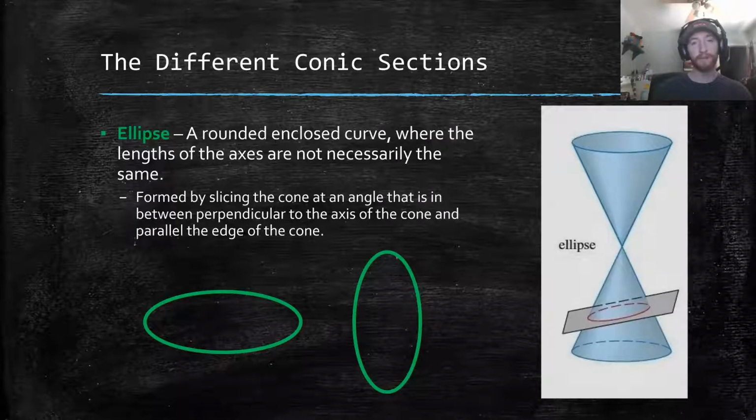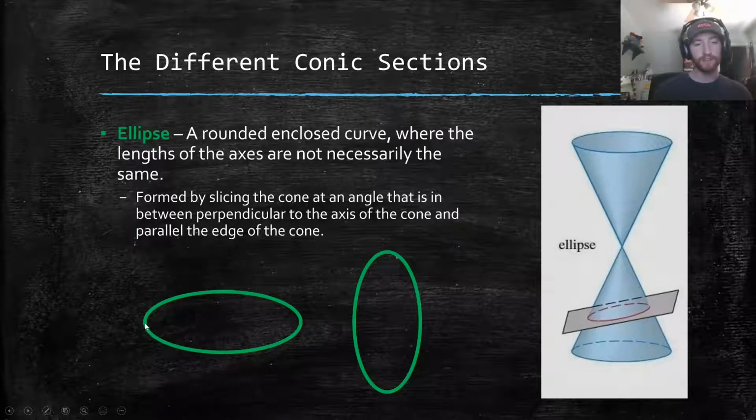So we're not going to refer to these as ovals in this class. We're going to refer to them as ellipses, the more mathematical term: a rounded enclosed curve where the lengths of the axes are not necessarily the same. And what I mean by that, the lengths of the axes are not necessarily the same.